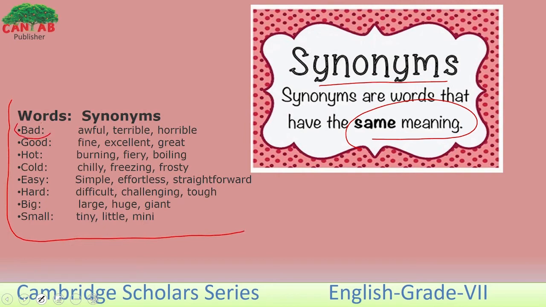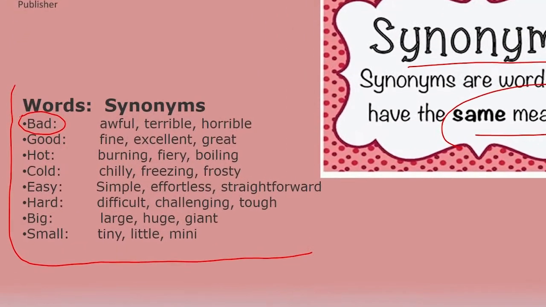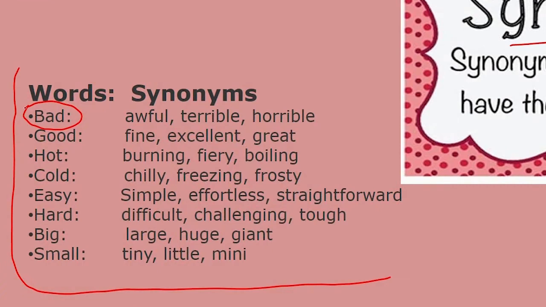There is a word bad here. What will be the words which have the same meaning as bad? For the word bad, we have three synonyms here. You can find more in your dictionary. Awful, terrible, horrible. Look at the second one, good. Fine, excellent, great. These three words are synonyms of the word good because they have the same meaning.